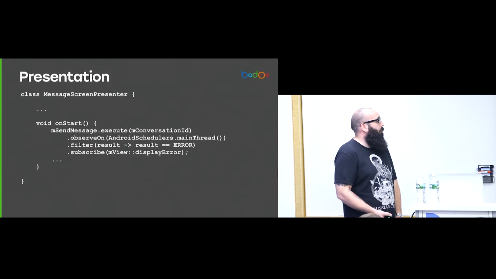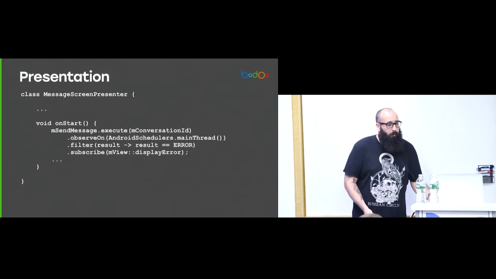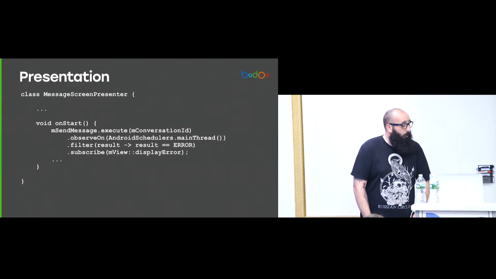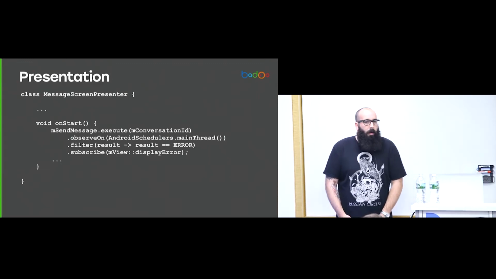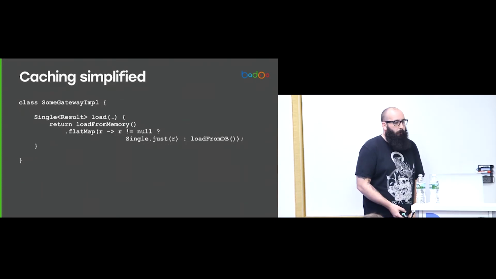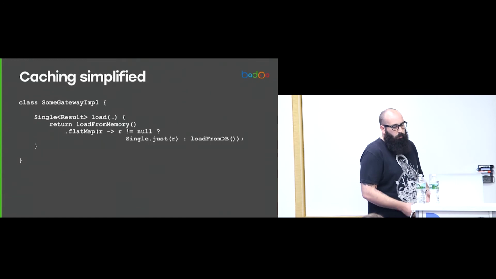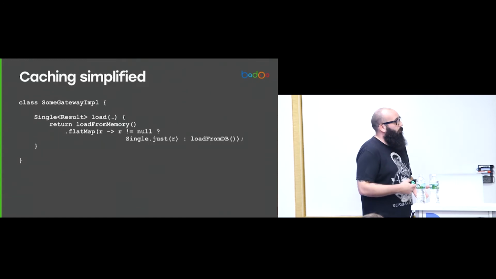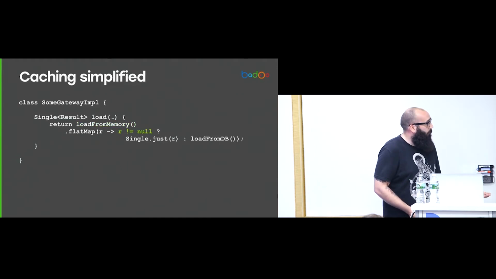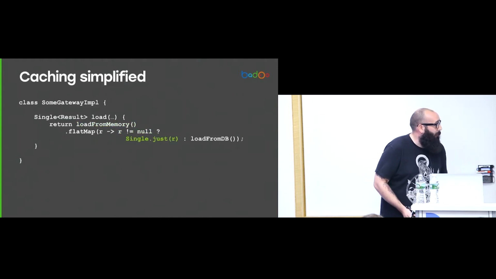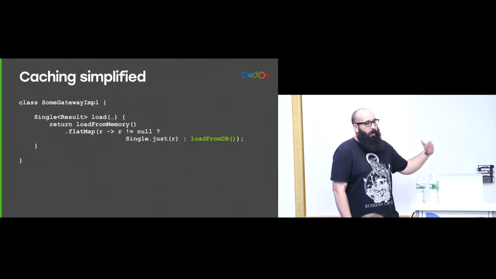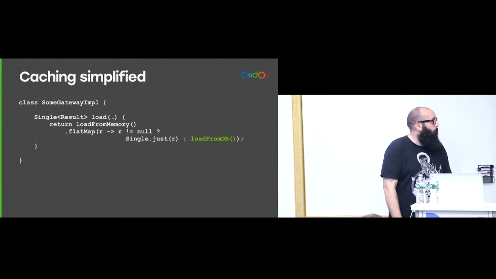And then finally, at the presenter, it was quite easy. We observed on the main thread, and in this case, in the result of an error, we display an error to the user. It did make caching quite easy to do, so we could chain together these calls. So if we wanted to load something from memory and then go to a database, we could start off by trying to load something from memory, and if it's successful, we can return it. And if it fails, we can load it from the DB, and we could chain this down so it goes to the network as well.